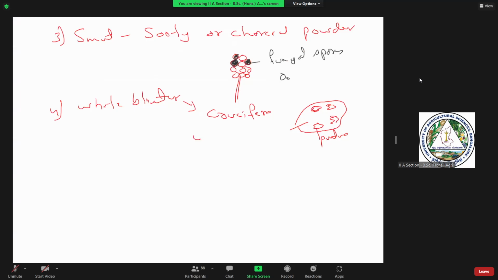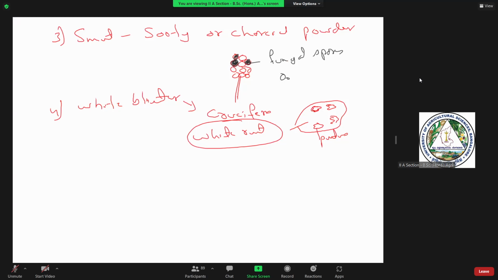This is called a white rust. When they come out from the epidermis, they appear like a white powdery mass of spores. This is very similar to a rust, but the color is white. That is why it is called a white rust.